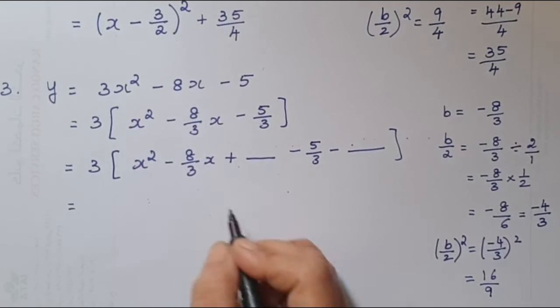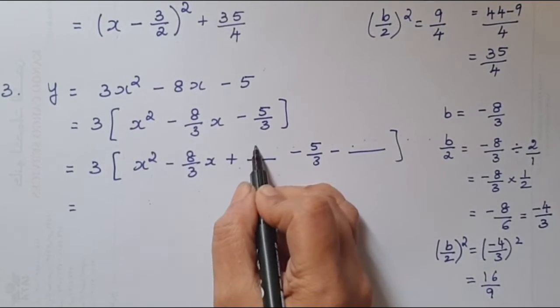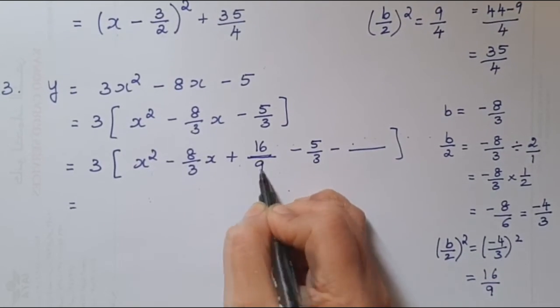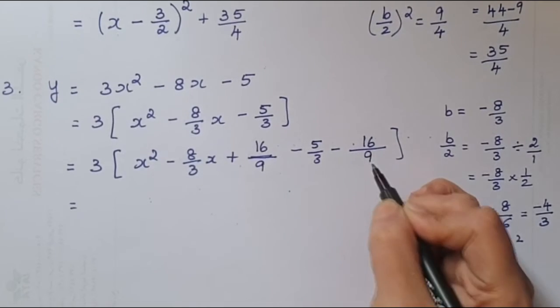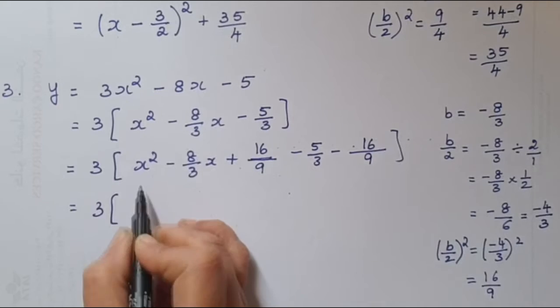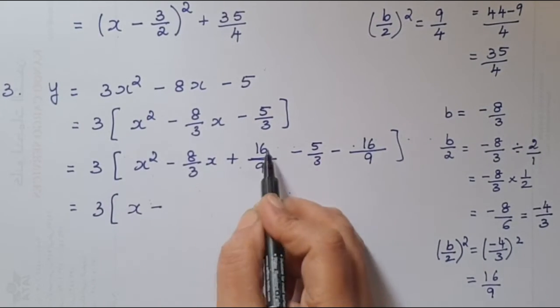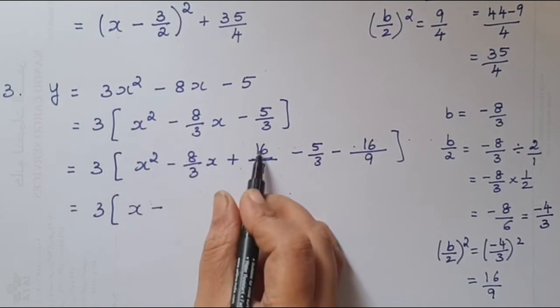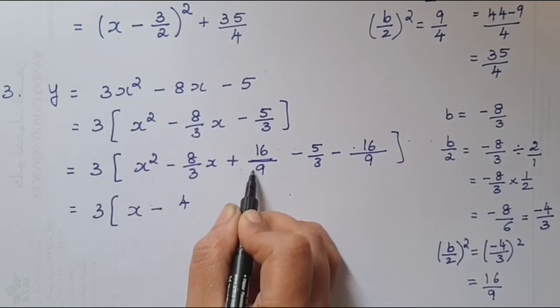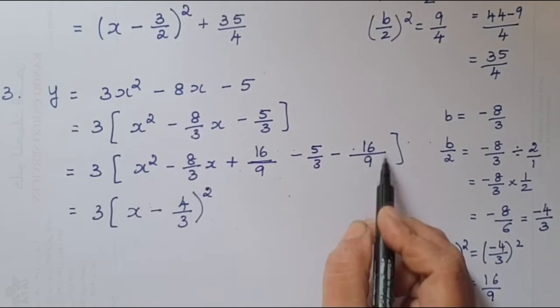So what do we have to add over here? Since we got b by 2 the whole squared is 16 over 9, add 16 over 9 and minus 16 over 9. So now take the square root of x squared, so x, then the negative sign from the second term. Take the square root of it. Square root of 16 is 4. Square root of 9 is 3. The whole square. Now simplify this.